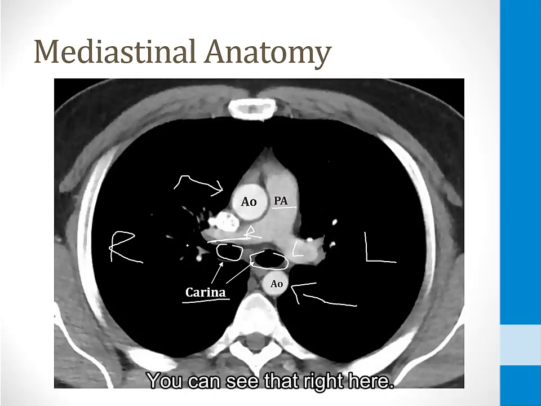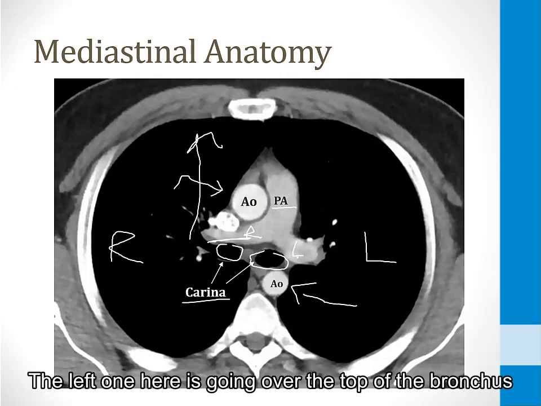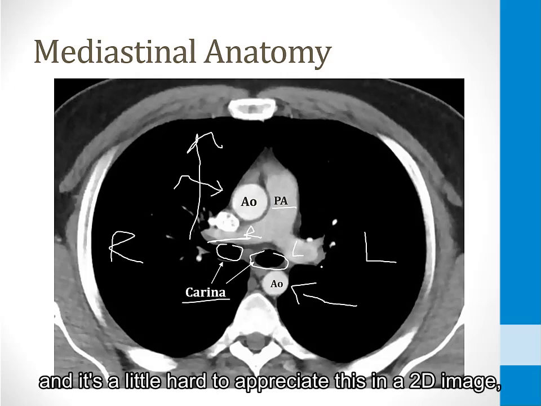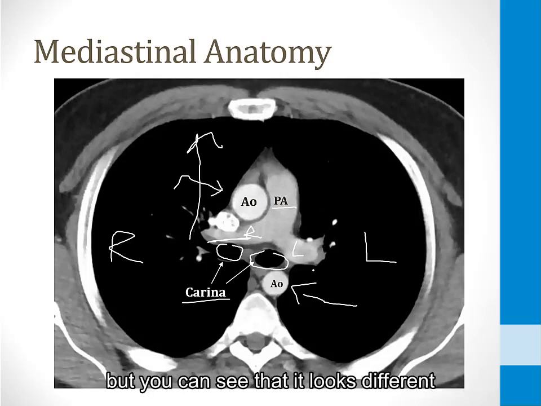You can see that right here. It's anterior to the bronchus. It's toward the front of the chest. The left one here is going over the top of the bronchus, and it's a little hard to appreciate this in a 2D image, but you can see that it looks different than the one on the right side.